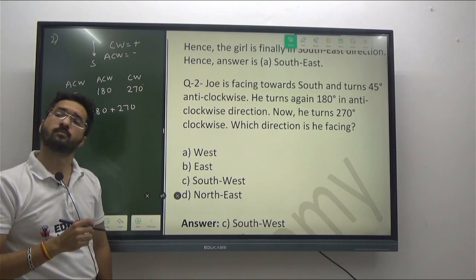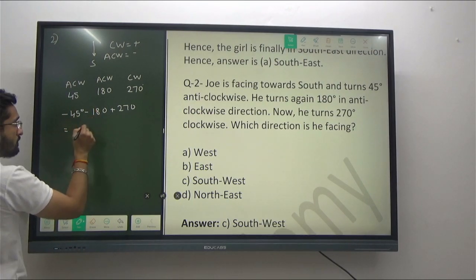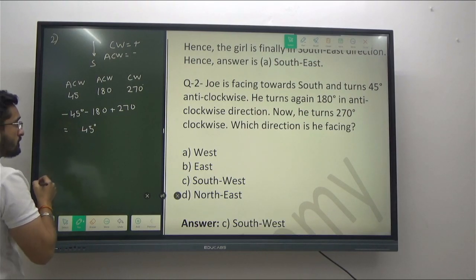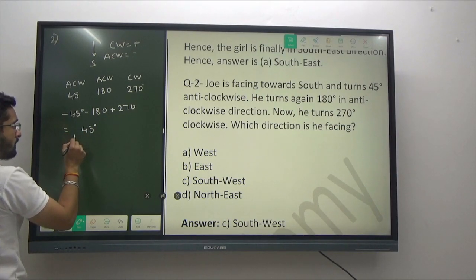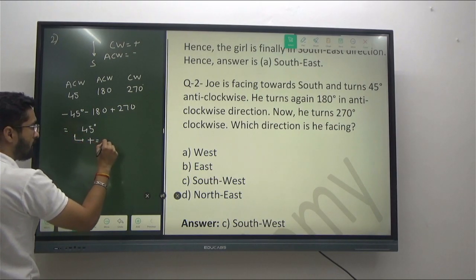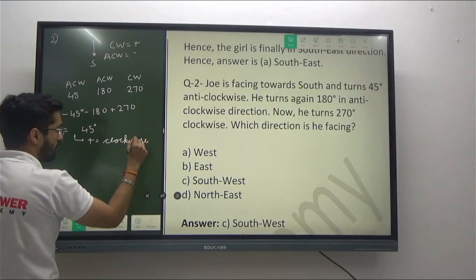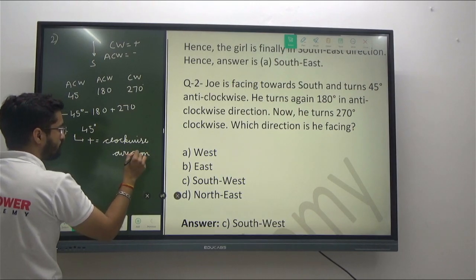Okay. Now, what does this calculation come out to be? It comes out to be plus 45 degree. Okay. So, this is plus 45 degree. Now, what does this plus indicate? Plus indicates that this rotation is in the clockwise direction. It is in the clockwise direction.